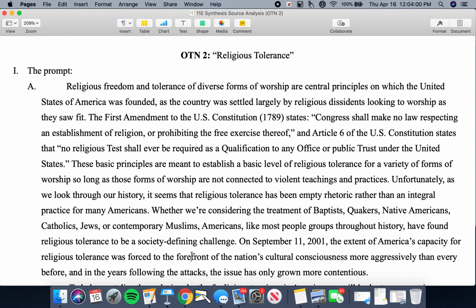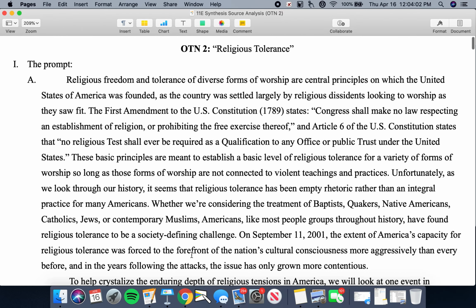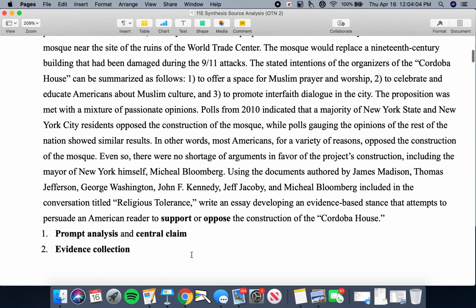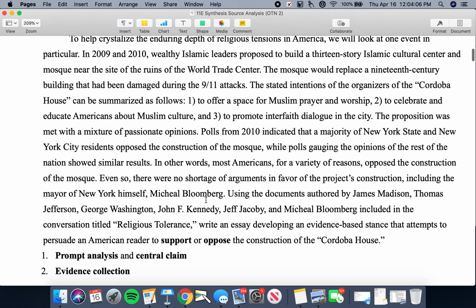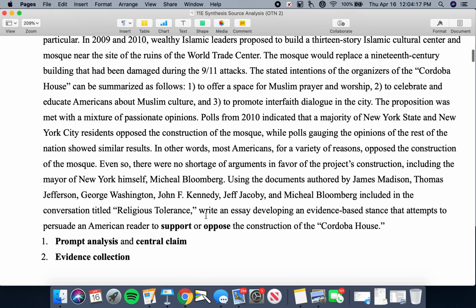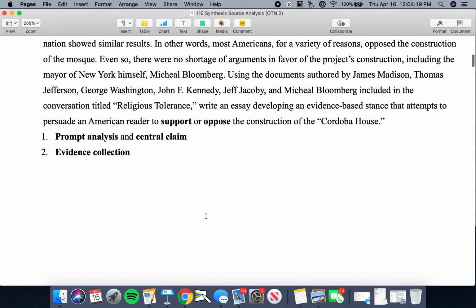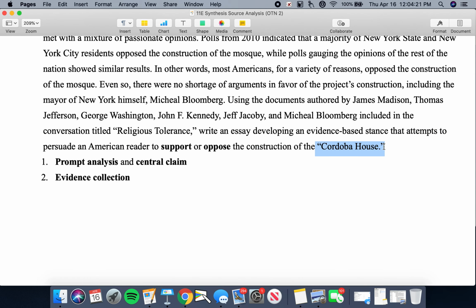So what you have before you today, and yesterday, you should have with this prompt in mind: this central concern of whether or not the Cordoba House should be supported or opposed by just an American reader that you are attempting to persuade to see this issue in the same way that you see it.